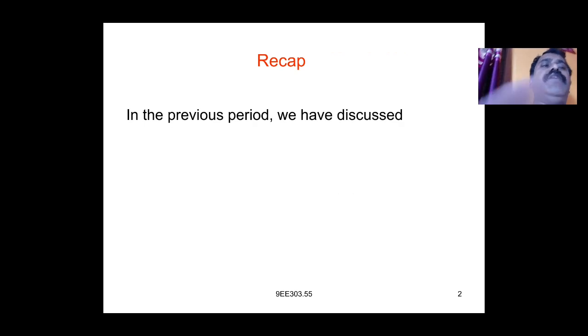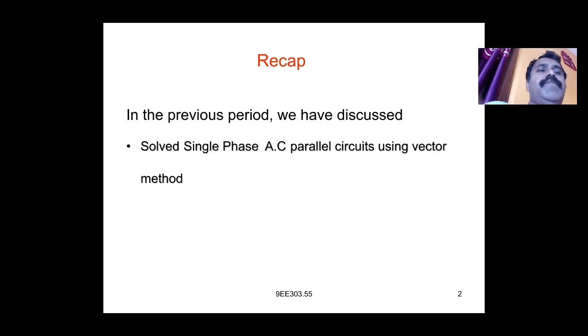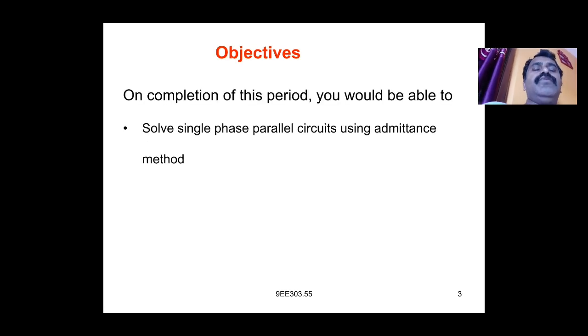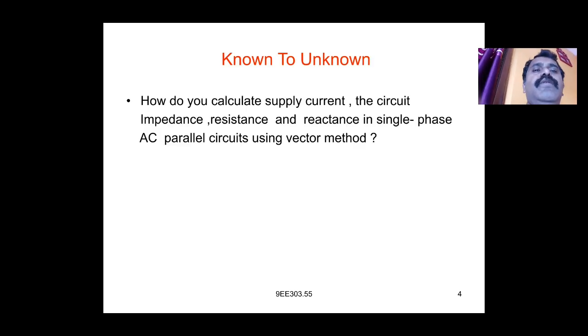In the previous period we discussed how to solve single phase AC parallel circuits using the vector method. On completion of this period you would be able to solve single phase parallel circuits using the admittance method. So how do you calculate supply current, circuit impedance, resistance and reactance of a single phase circuit using the vector method?